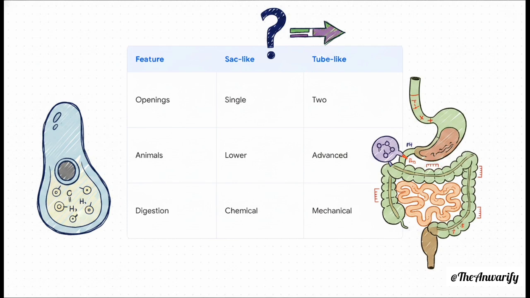It features 2 separate openings, a mouth for entry and an anus for exit. And this setup is a game changer because it supports highly specialized regions with variable pH levels, enormous enzyme diversity, and really strong muscular support for vigorous mechanical digestion.